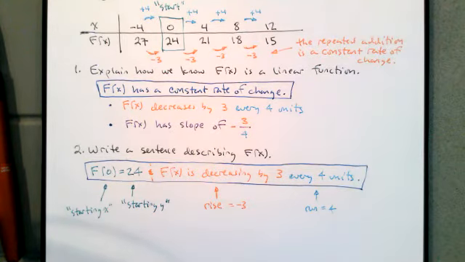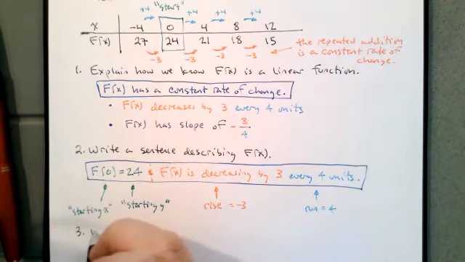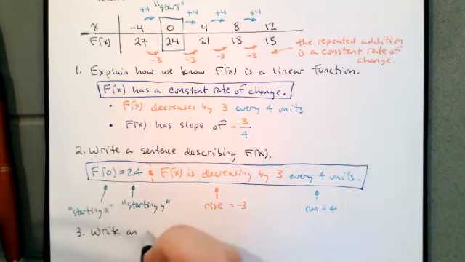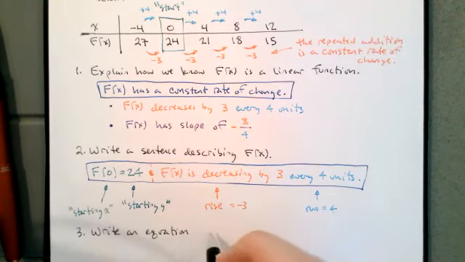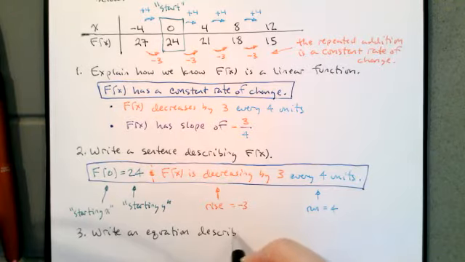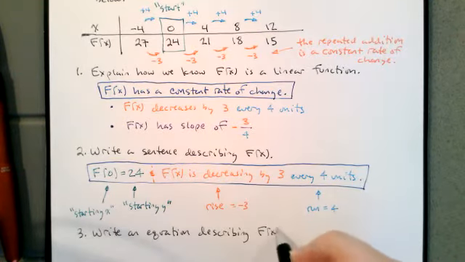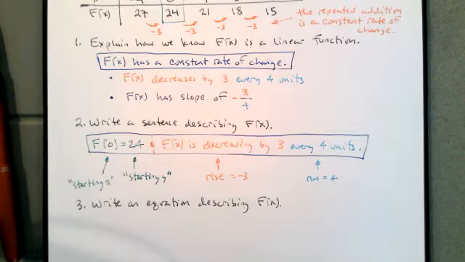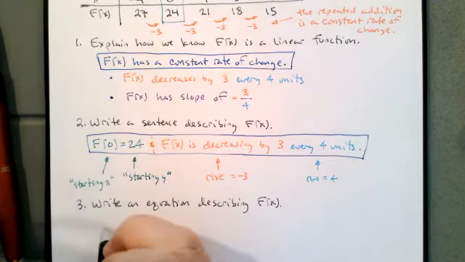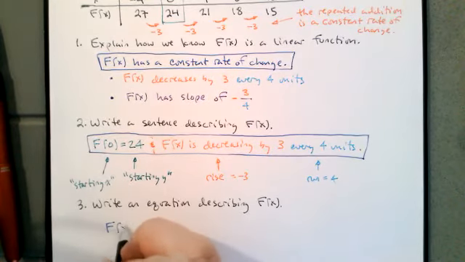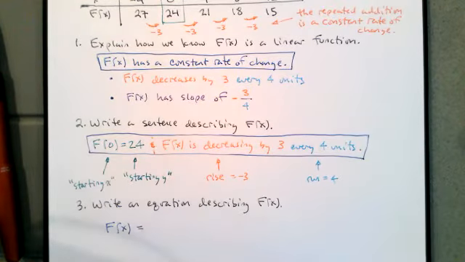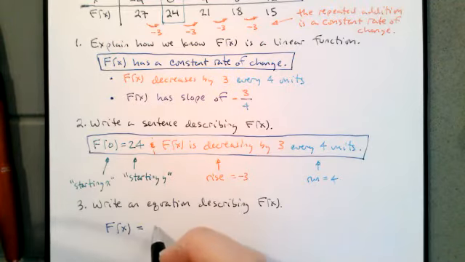Now that we have a sentence describing what's going on, we need something more workable to do some algebra on. So now we want to write an equation describing f of x. To write an equation, we start off by saying f of x equals. Now we're making an equation that describes f of x. I always like to start off with where I started in the sentence. I would like to say f of x is equal to 24.